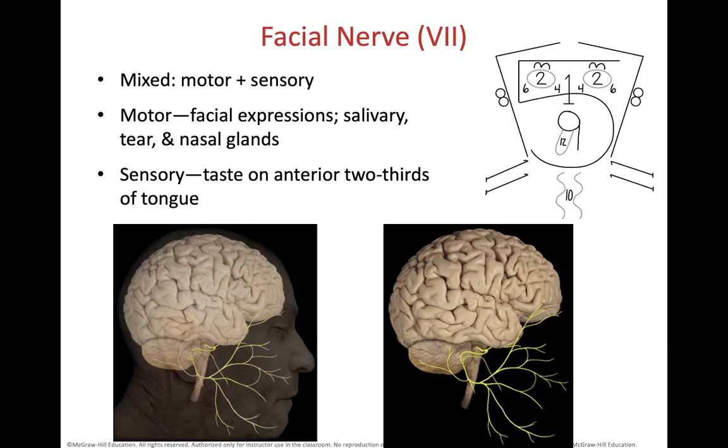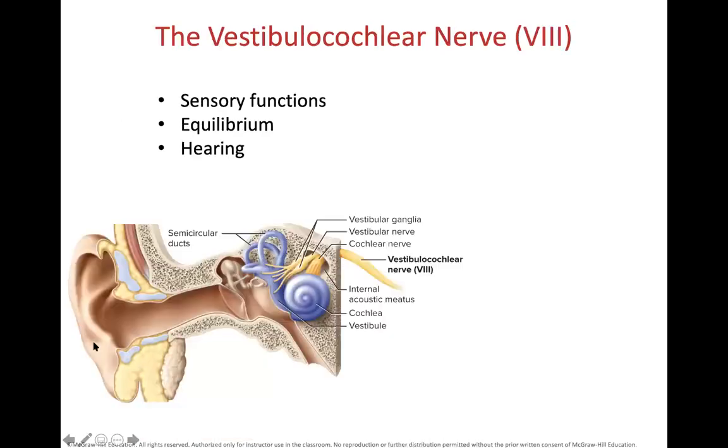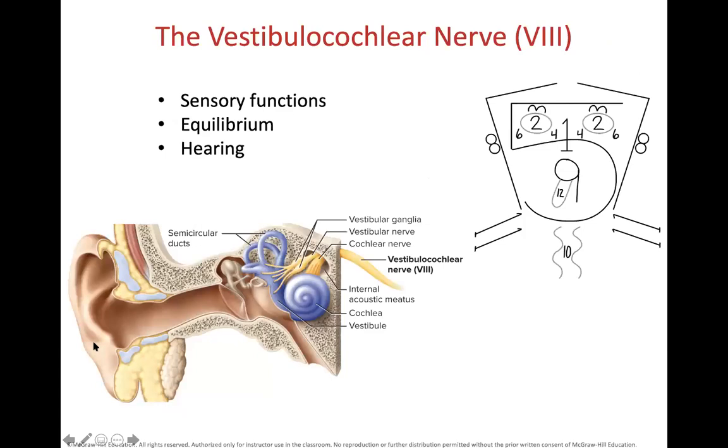And then the vestibulocochlear nerve. That's a mouthful. This is number 8. It deals with essentially the ear. So the inner ear, hearing and equilibrium. It's sensory only. So it doesn't have any motor function, but you can see it on the diagram here. The 8s are making up the little ears on the head.